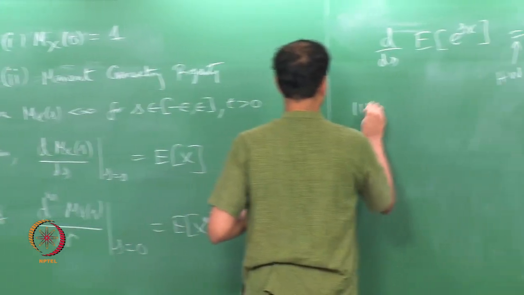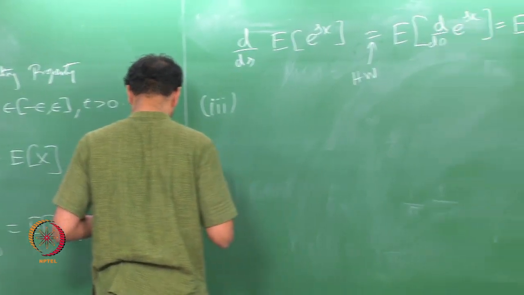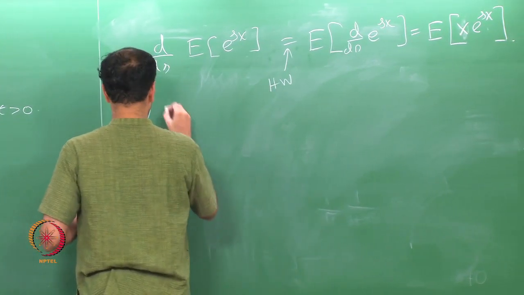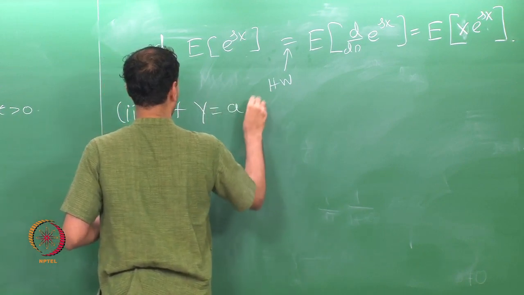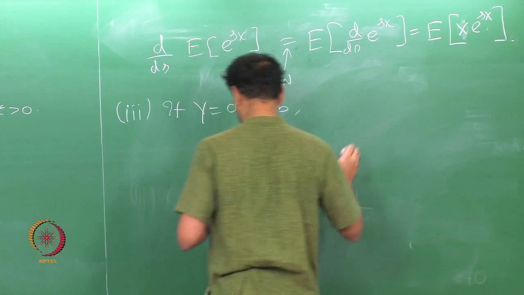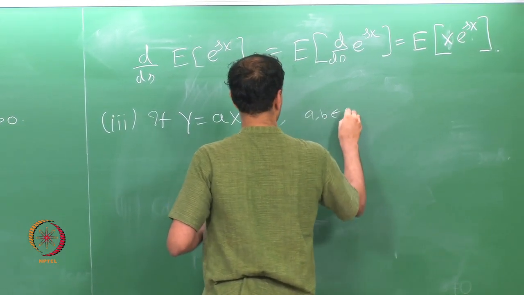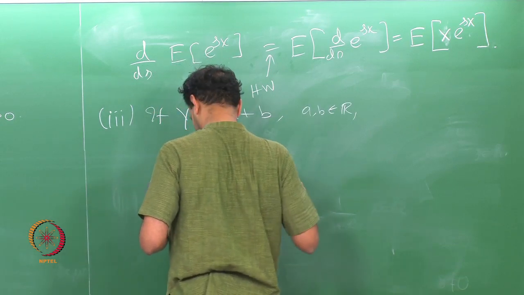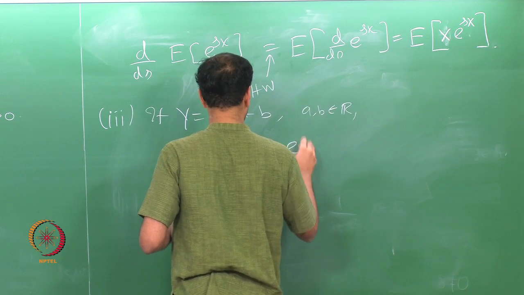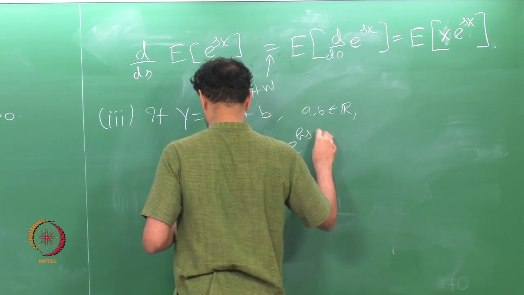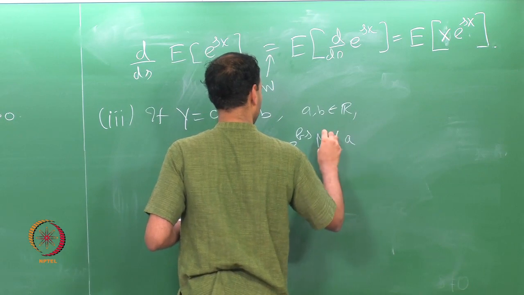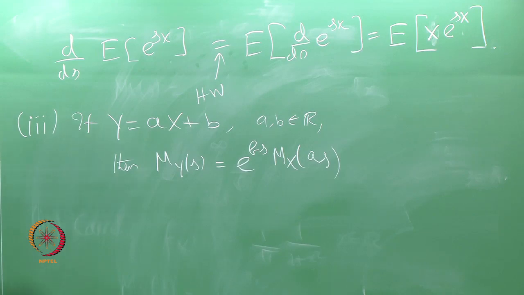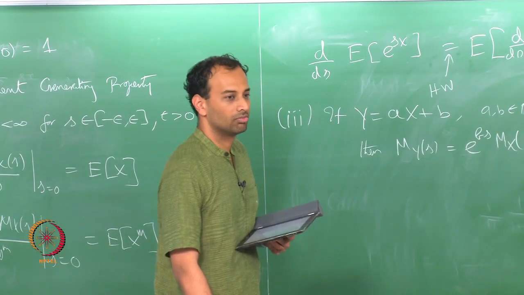Property number 3. If y equals a x plus b, where a and b are real numbers, then m y of s is equal to e power b s times m x of a s. This is actually a fairly simple change of variable.